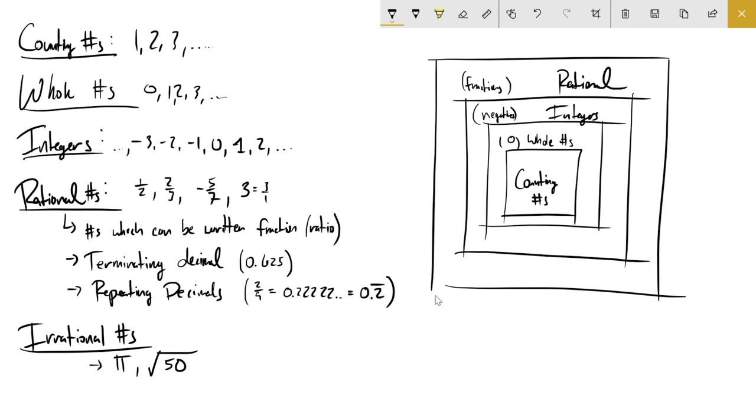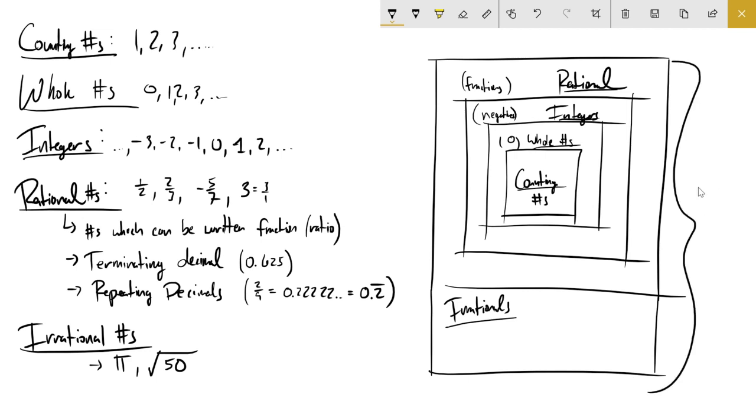So if you put together the rationals and the irrationals, so you've got the counting numbers, the whole numbers, the integers, the rationals, then you tack on the irrationals, together this creates what we call the group of all real numbers.